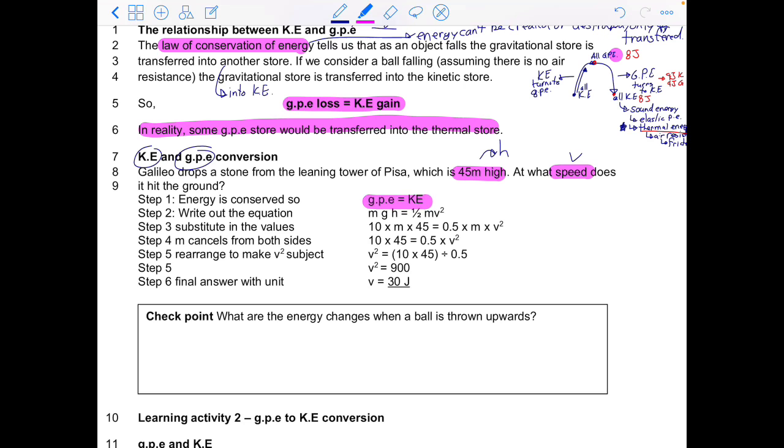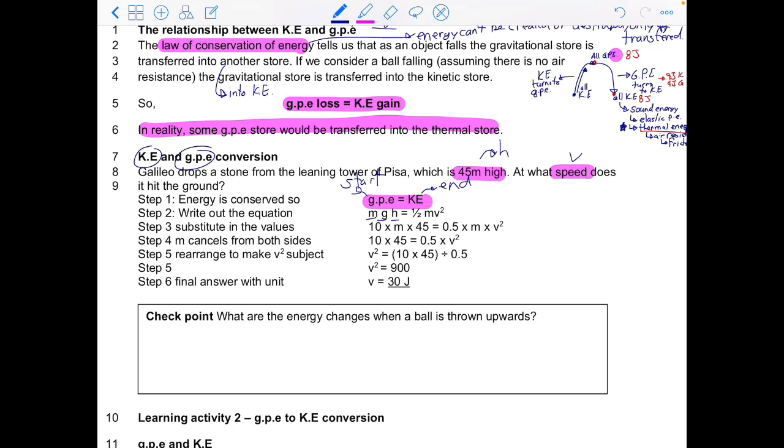So the gravitational potential energy at the start, so this is the start, is equal to the kinetic energy at the end. So that ties into its speed at the end. And then we write down our formulas of what it is. So gravitational potential energy, we know, is mass times the gravitational field strength times the height. So we start with, so we can plug some things in.